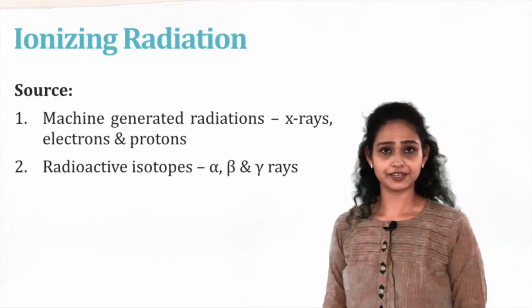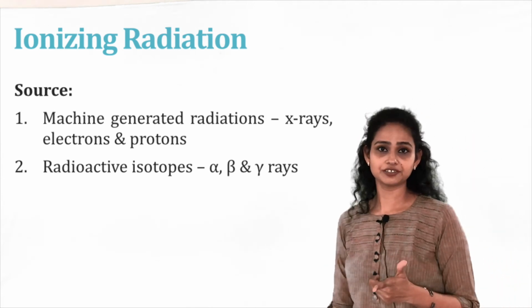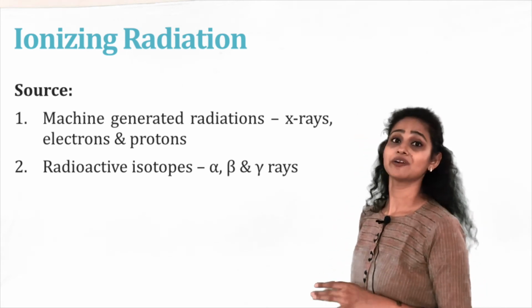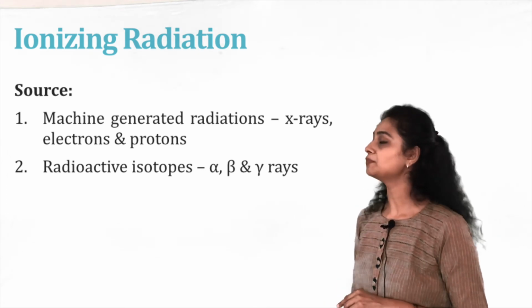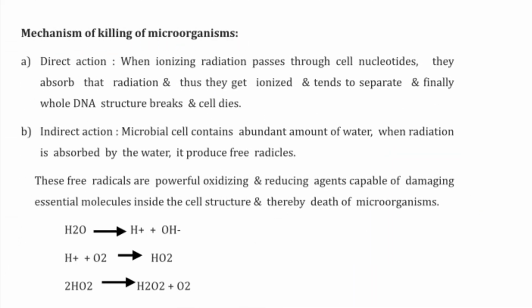Next is ionizing radiations. Ionizing radiations can be obtained by 2 methods. First is machine generated, and second is radioactive isotopes. Mainly radioactive isotopes are used, and mostly alpha and beta particles are used for sterilization. Looking at the mechanism of killing of microorganisms by ionizing radiations, they act by 2 different modes. First is direct action, that means when ionizing radiations pass through cell nucleotides, they absorb that radiation and get ionized and tend to separate, and finally the whole DNA structure breaks and the cell dies.